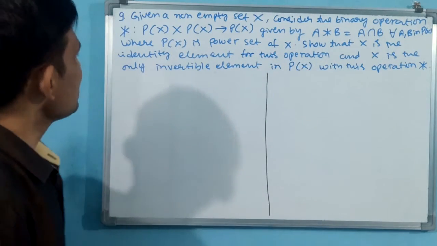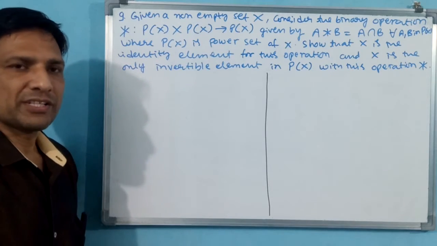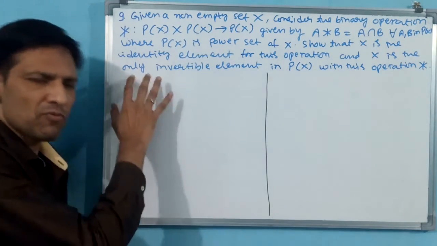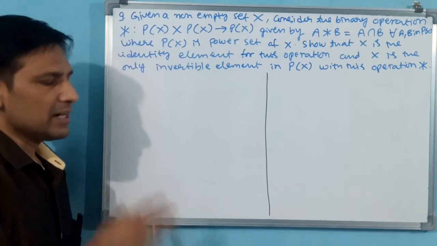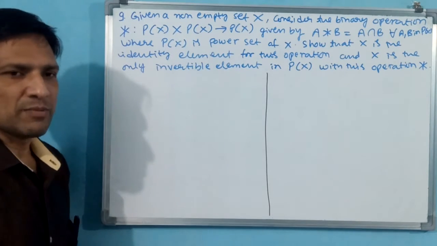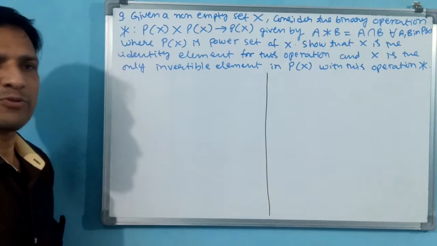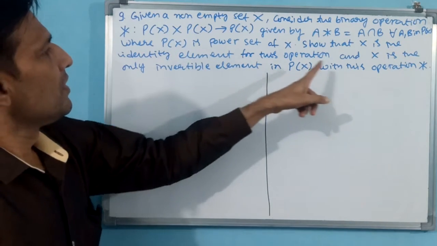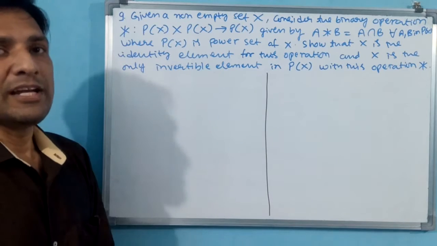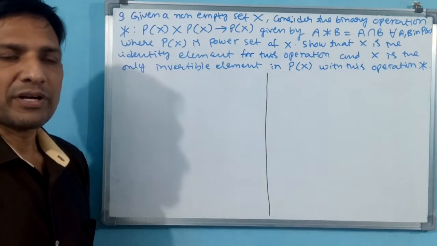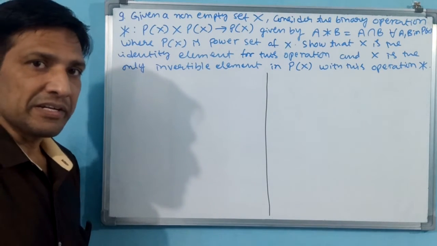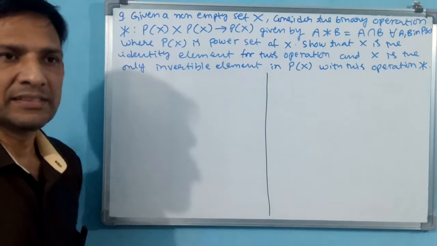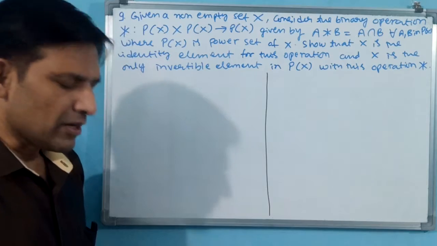Show that X is the identity element for this operation. That means we have to show that X is the identity element. We will write what the identity element is, and we will show that only X is possible. The remaining elements you cannot take as identity element. And X is the only invertible element in Px with this operation. That means not only identity, even for invertible, only X will come, and nothing other than X.